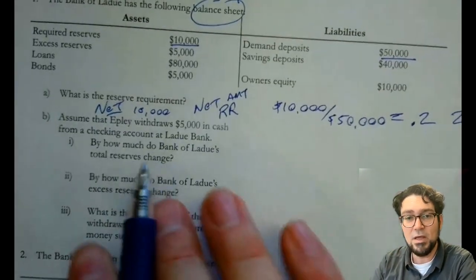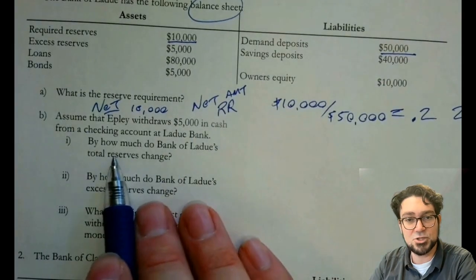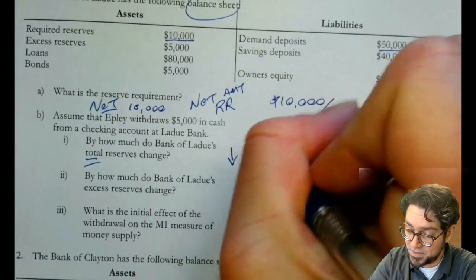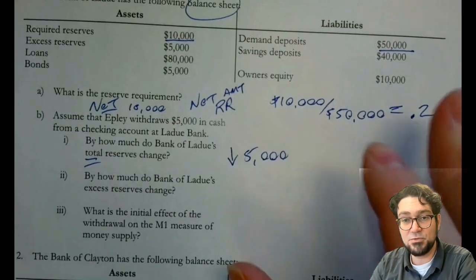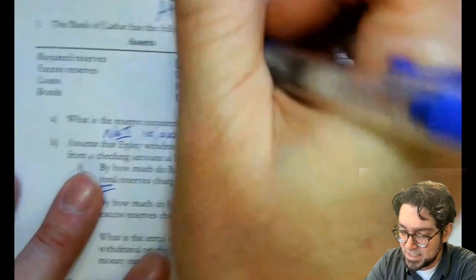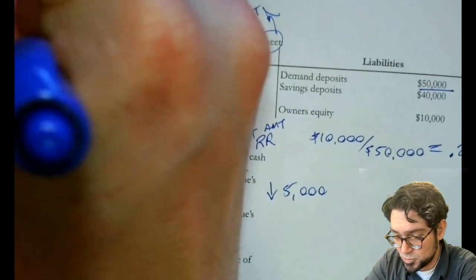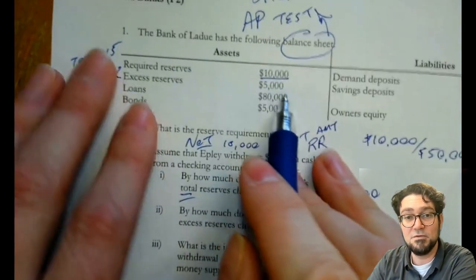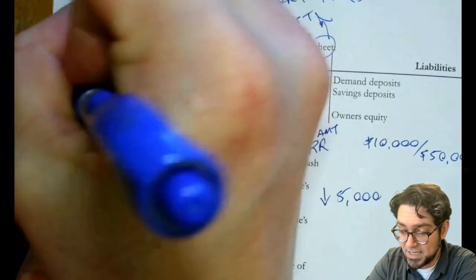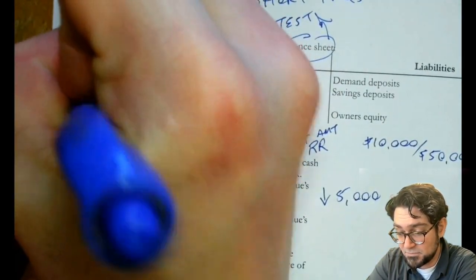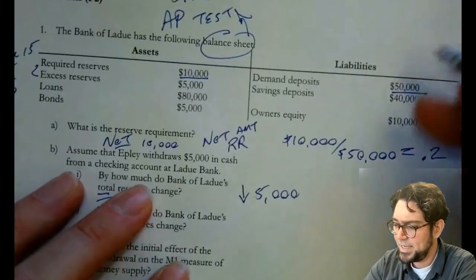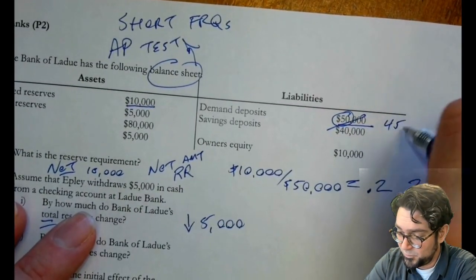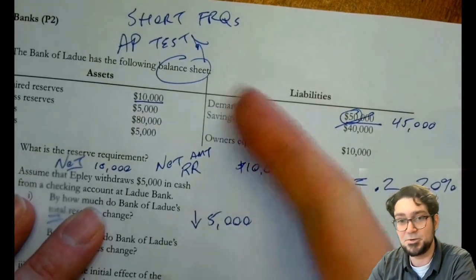It's the percentage. Assume that Epley withdraws 5,000 in cash from his checking account. How much would the total reserves change by? They would go down by $5,000. So when Epley withdraws the money, what's going to change is the total reserves, which were 15, right? Because that's these two combined, were 15. They're going to go down by 5 for a new total of 10. And on this side, this 50,000 is going to become 45,000, right? Because he's literally withdrawn the money.